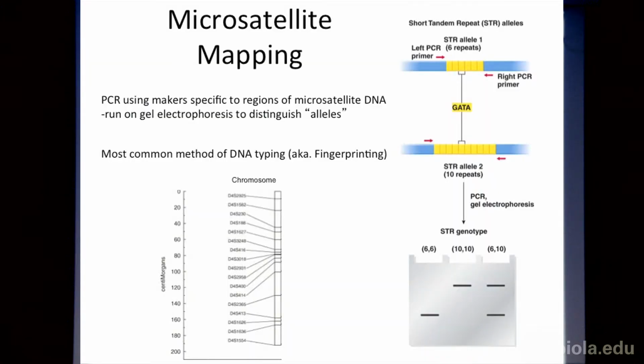You run out the products on the gel, and this individual is homozygous for the 6 repeats, right? When you run out the PCR sample on your gel, you only have 1 band, and it's a smaller band. So it's got 6 repeats, and since there's no second band, you know that both alleles, both chromosomes, have 6 repeats on them. So this is a homozygous individual for the 6 repeat. This individual is homozygous for the 10 repeat allele, and this is a heterozygous individual, right?